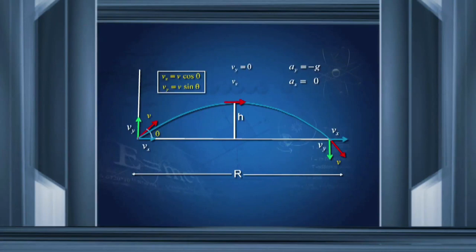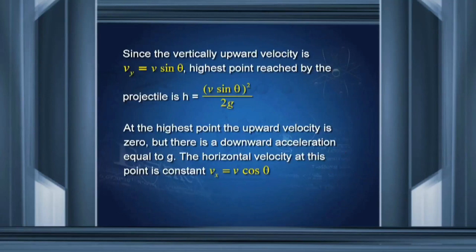This is the path followed by a ball hit by a batsman. Vertically upward velocity is Vy equal to V sin theta. The highest point reached is (V sin theta) square by 2g. At the highest point the upward velocity is 0, but there is a downward acceleration equal to g. The horizontal velocity at this point is constant, as I showed you in the last slide.